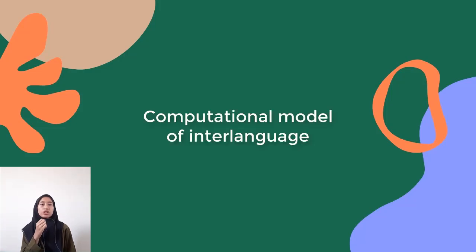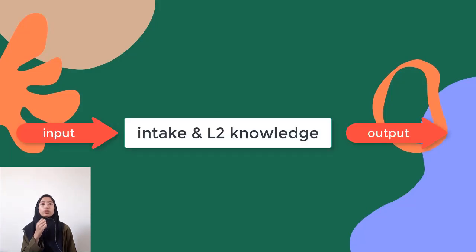The concept of interlanguage can be applied as the data in the human mind computer. That is why we call it the computational model of interlanguage. So please have a look at the diagram. There are three parts through which humans produce interlanguage. The first is input, the second is intake and L2 knowledge, which we call the black box. And the third is output.